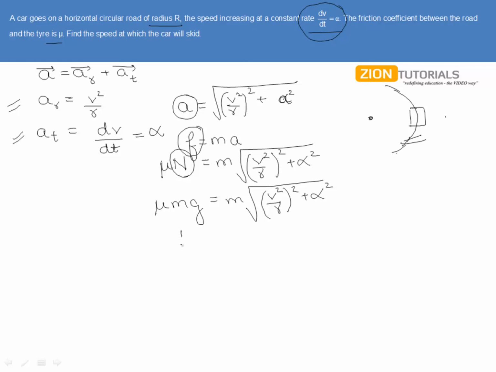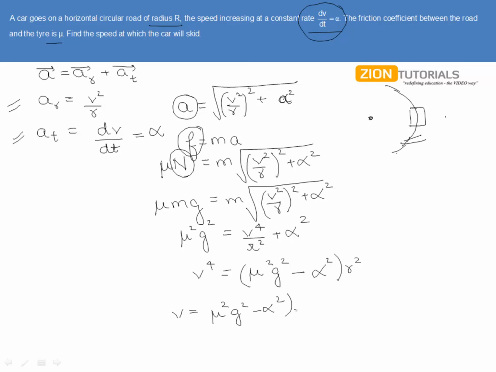giving us mu square g square equals v to the power 4 over r square plus alpha square, giving us v to the power 4 equals mu square g square minus alpha square into r square, giving us the velocity to be mu square g square minus alpha square into r square whole to the power 1 by 4.